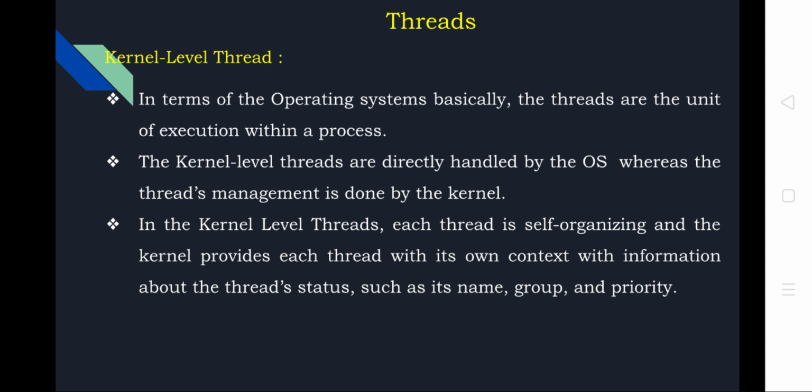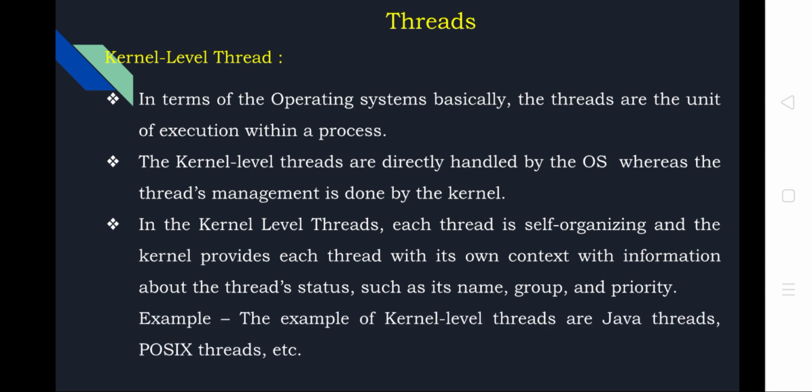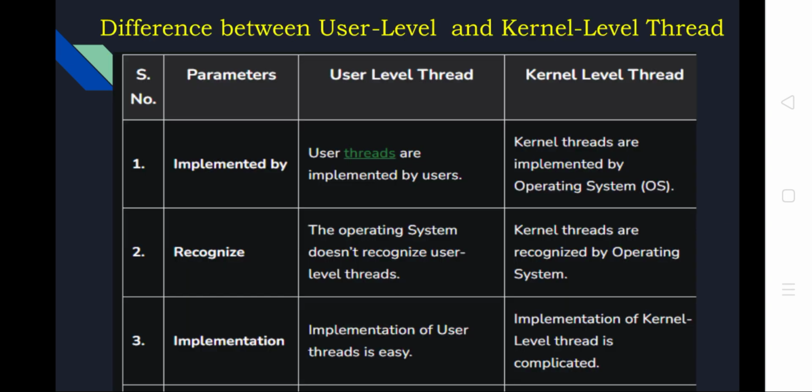Okay, so now each kernel level thread is self-organizing, and the kernel provides the context, that is, in which context it has to work. That is all given by the operating system. Examples of kernel level threads are Java threads and POSIX threads, etc. So these are the basic definitions of user level and kernel level threads. Let us see the difference between the user level thread and kernel level thread. We have some different parameters on which we differentiate the user level and the kernel level thread.